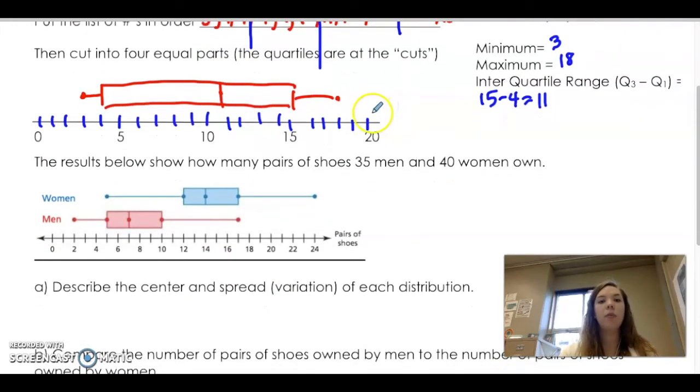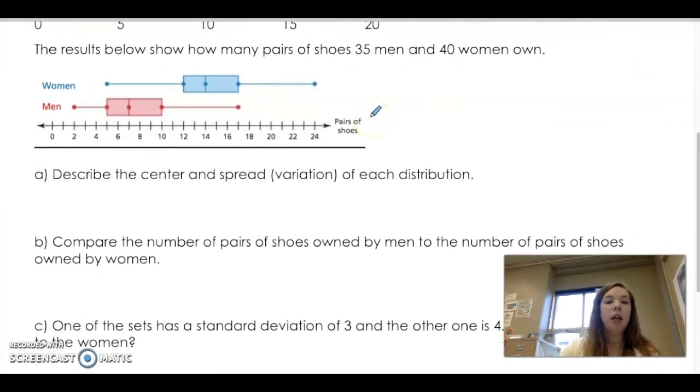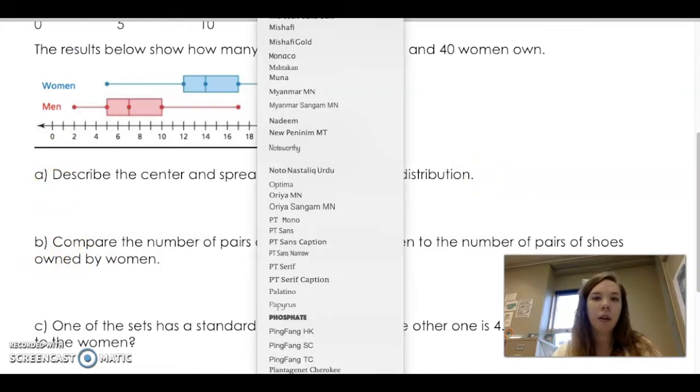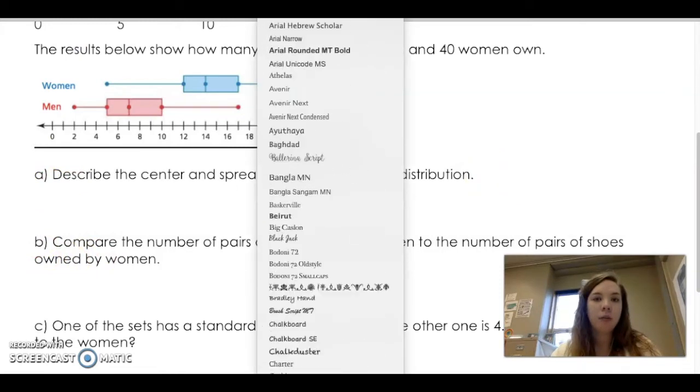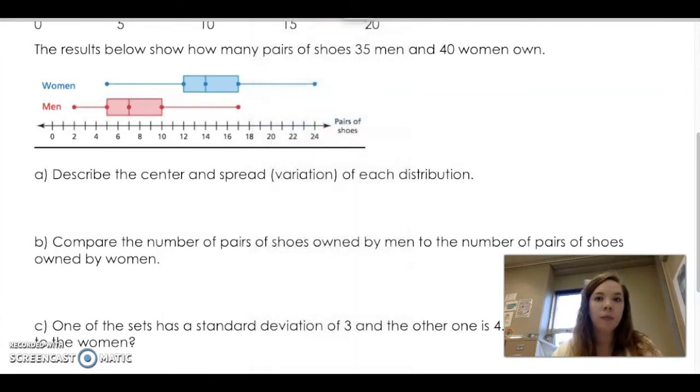It says the results below show how many pairs of shoes 35 men and 40 women own. So describe the center and spread of each distribution. So this one, I'm going to go ahead and type so you can see it a little bit easier. Let's do something smaller. Okay, so for our women.